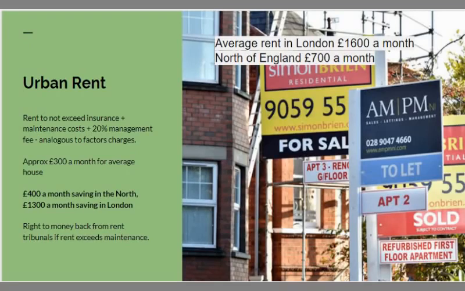I'm suggesting that an Abolition of Exploitation Act specified that urban rent, in order not to be exploitative, is not allowed to exceed insurance of the building, maintenance and repair costs, plus at most a 20% management fee, which is analogous to a factor's fee at present.